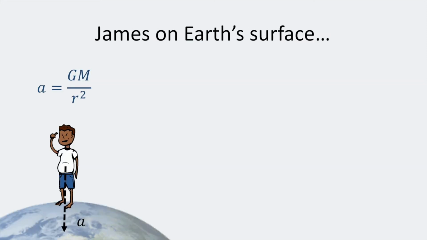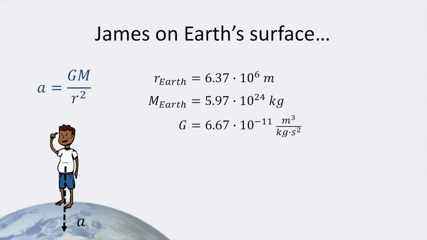If James was standing on Earth's surface, what would r be? Well, if you remember, r is the separation between the centers of masses. So it's between James's belly and the center of Earth, which in the grand scheme of things is about the radius of the Earth. We also know the mass of the Earth, and we know the value of the gravitational constant G. It's always the same, regardless of which problem you're doing. So we can now use all this information to calculate James's acceleration towards the Earth. Can you guess what it is?